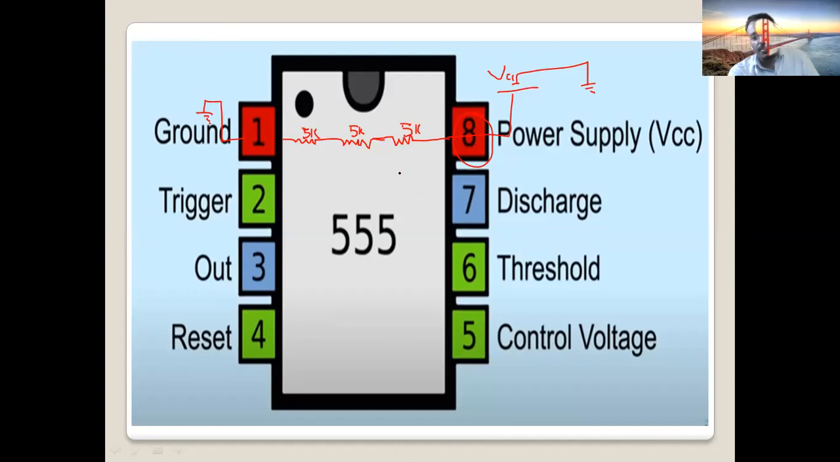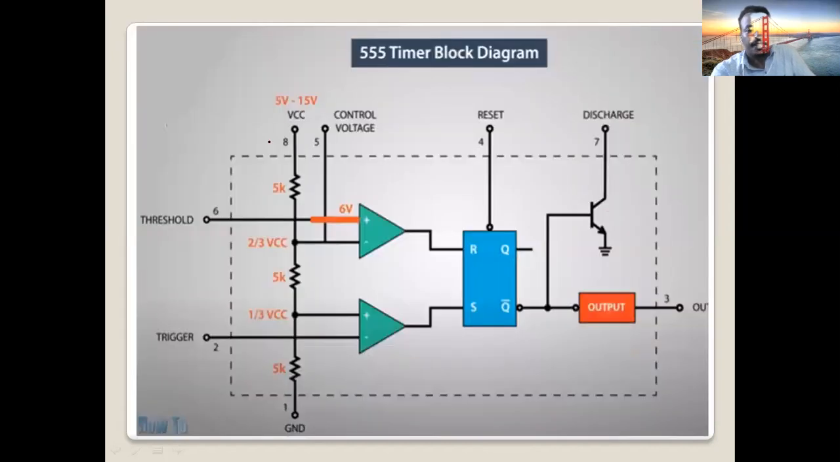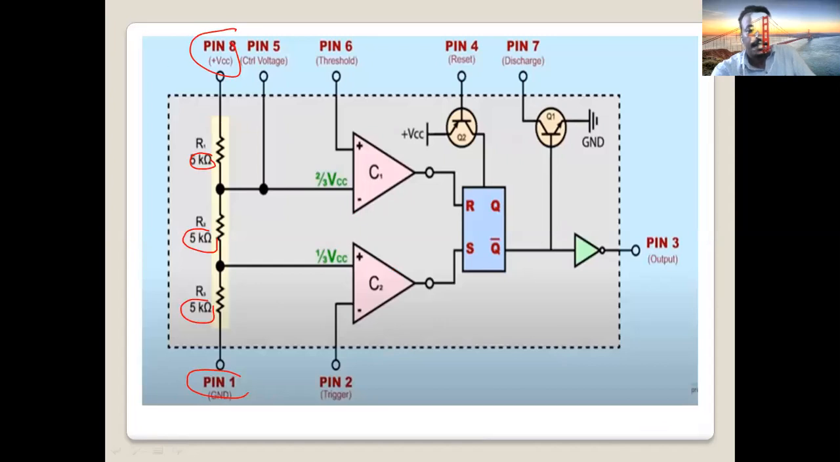Now, in some books you will see why this IC is called the 555 timer, where the name comes from. The 5 comes from the fact that internally there are three 5 kilo-ohm resistors in series. That's why we call this the 555 timer. So these three 5 kilo-ohm resistors connected from pin 8 to pin 1 are the first system in our timer.